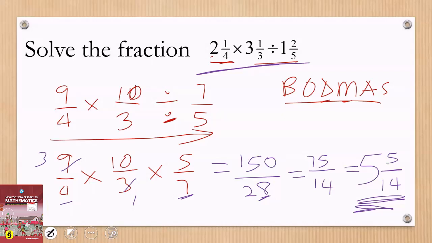Go ahead and solve more examples under multiplication and division of fractions involving mixed fractions, mixed numbers or improper fractions.